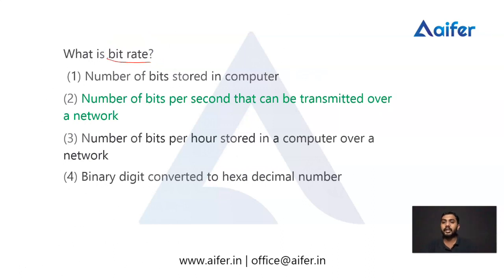So the answer is, bit rate is number of bits per second that can be transmitted over a network. Don't forget, it is a tricky question. All options are relatively the same, so we need to understand the appropriate and correct answer regarding bit rate. So the bit rate is number of bits per second that can be transmitted over a network.